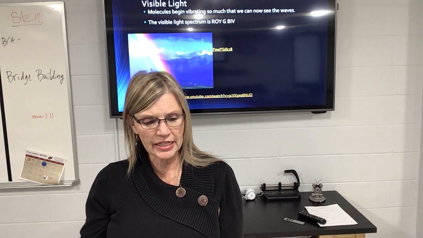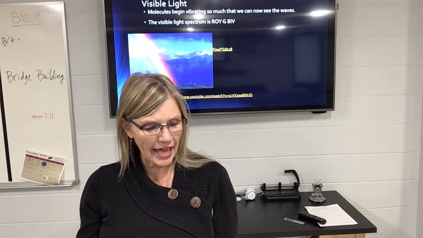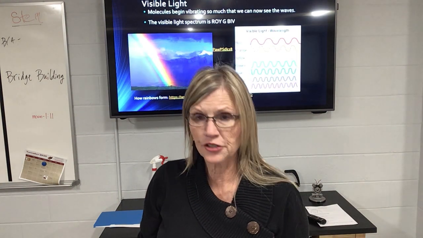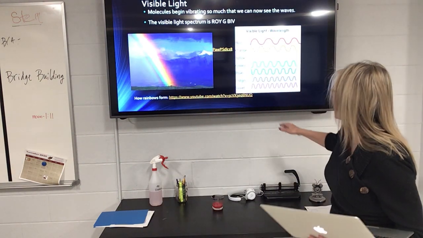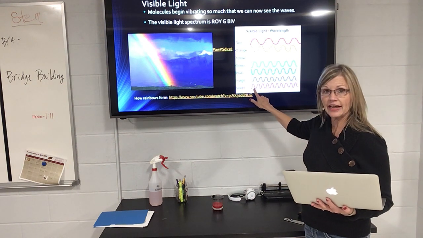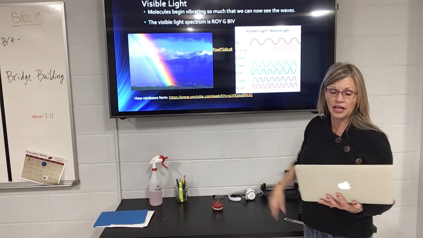Okay, the visible light spectrum is Roy G. Biv. You guys are going to learn that. Roy G. Biv stands for red, orange, yellow, green, blue, indigo, and violet. And those are the colors of the rainbow. When you split white light, and we'll spend more time on this, it makes the colors of the rainbow. Here's an example of them as well. The highest energy is down here in the violet. The lowest energy is up in the red.